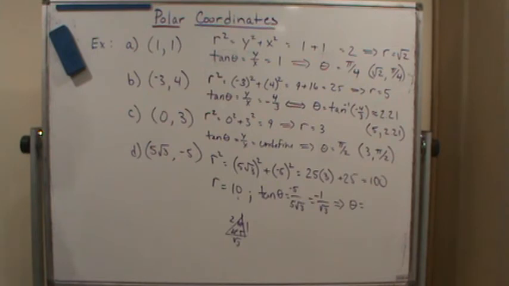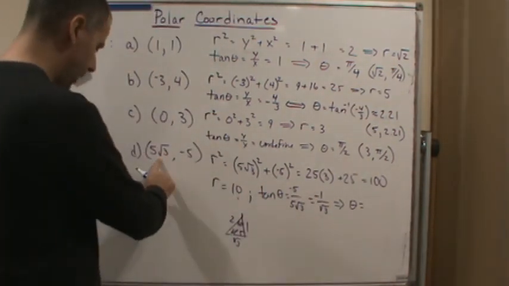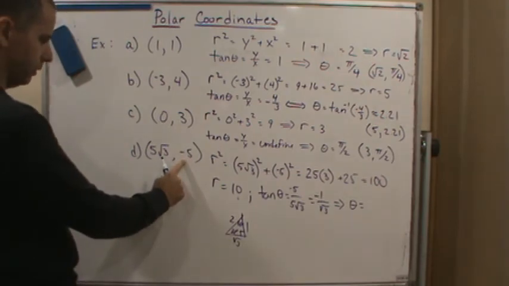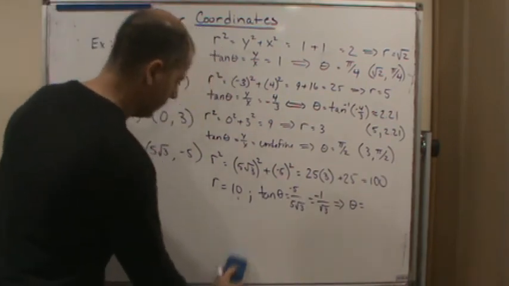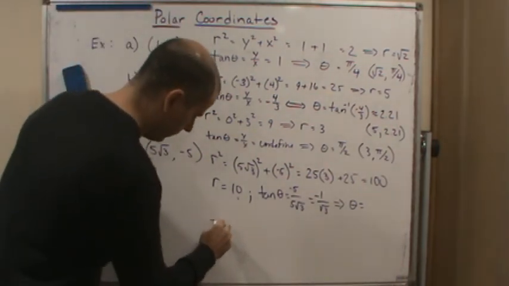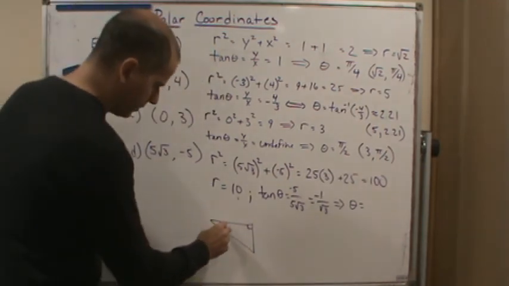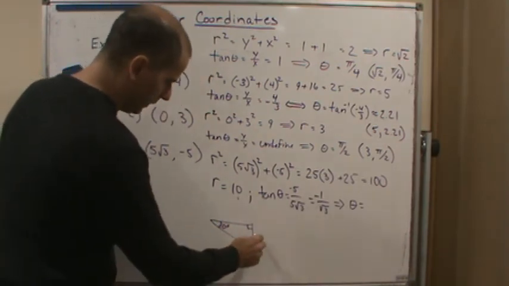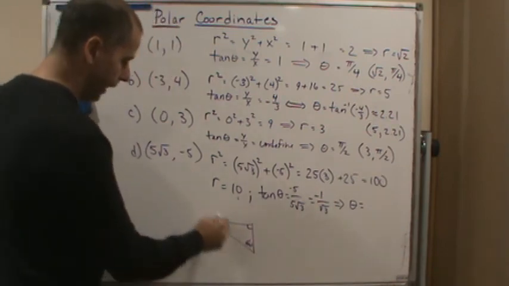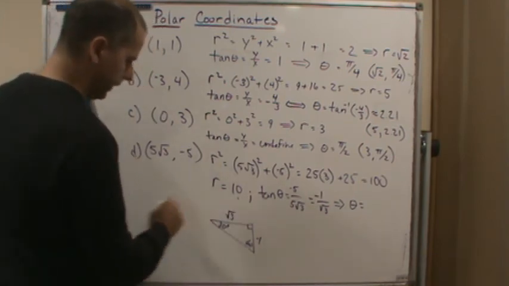Okay? Now, but here's the thing. What quadrant are we in? This is positive, this is negative, right? Okay, we're in the 4th quadrant here. So, in other words, this is what we're looking at, right? So, this is 30, 60, 90. So, this is going to be what? It's y negative 1. And this is square root of 3.